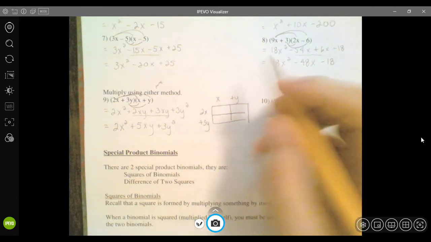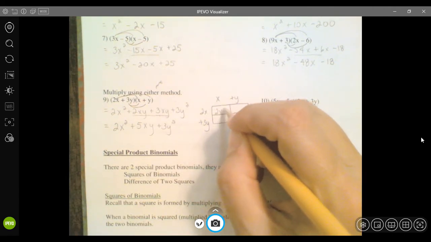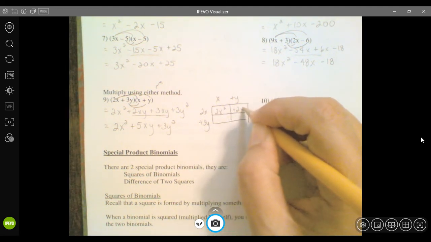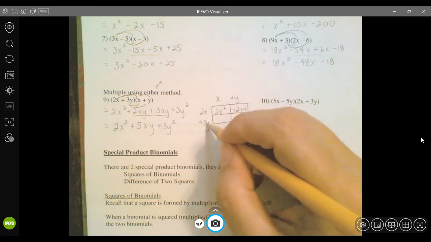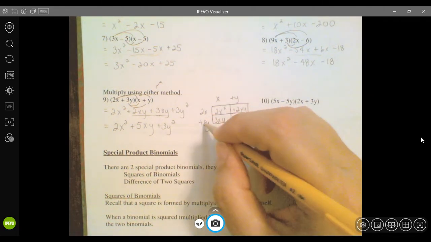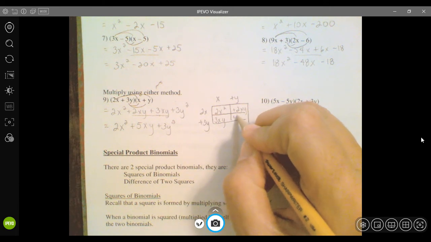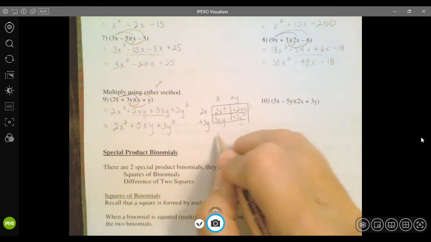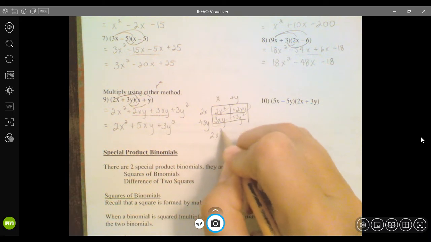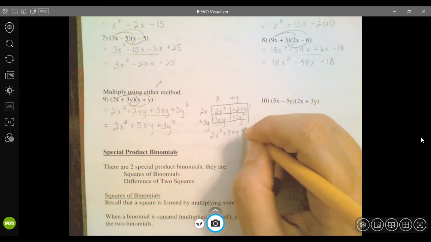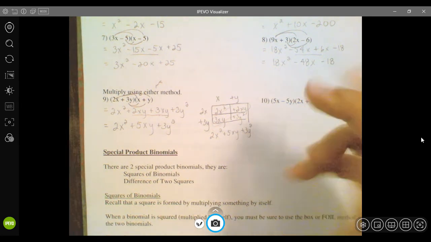So we're going to take 2x times x, and we get 2x squared. When I take 2x times y, I get 2xy. When I take 3y times x, I get 3xy. When I take y times y, I get 3y squared. Here are my like terms. So my final answer is 2x squared plus 5xy plus 3y squared.